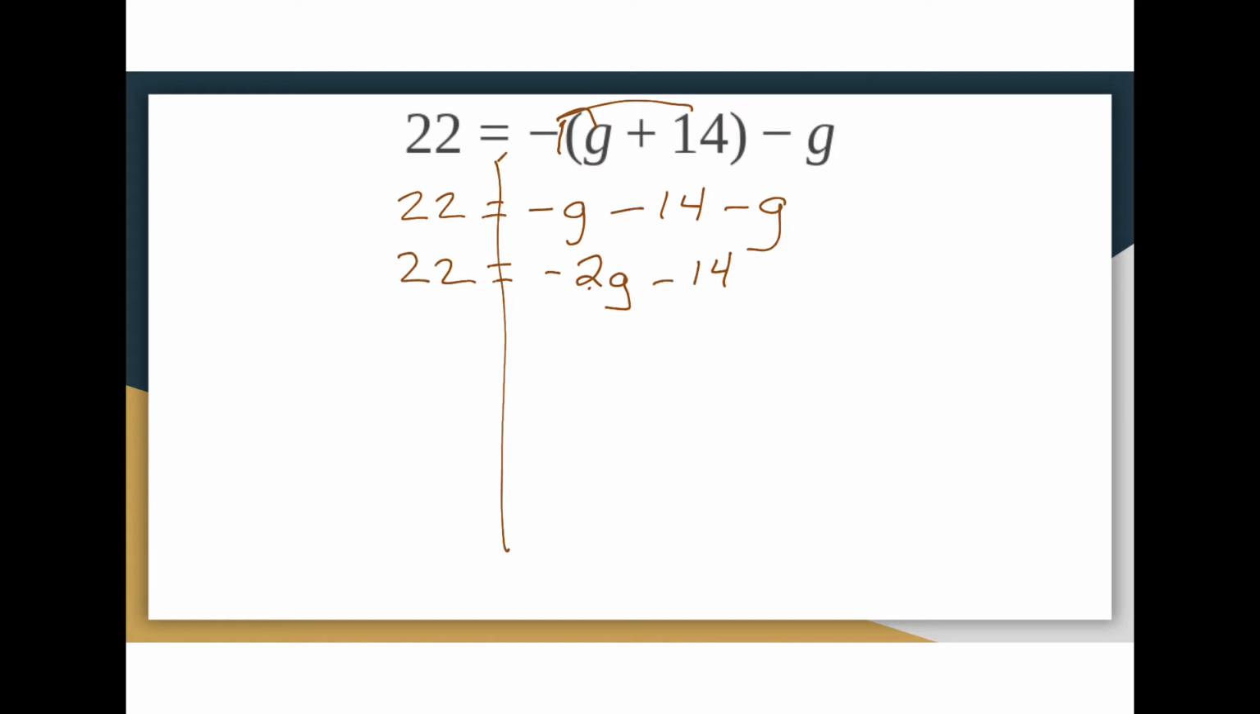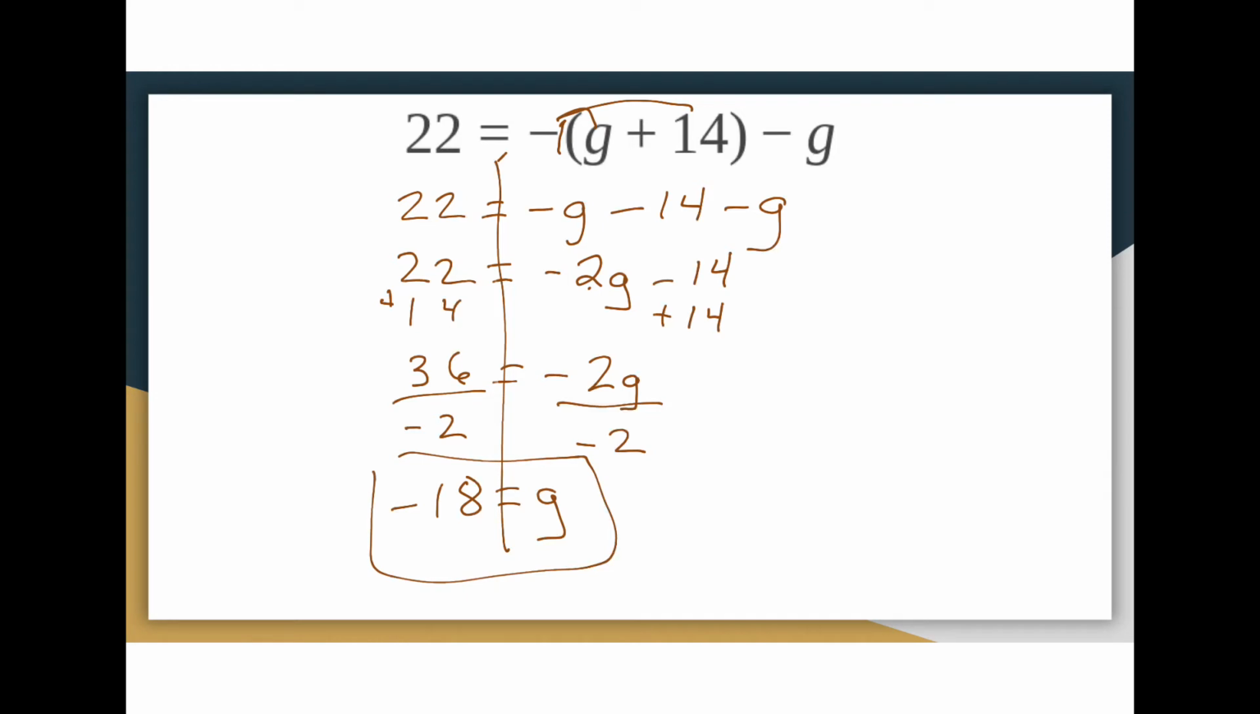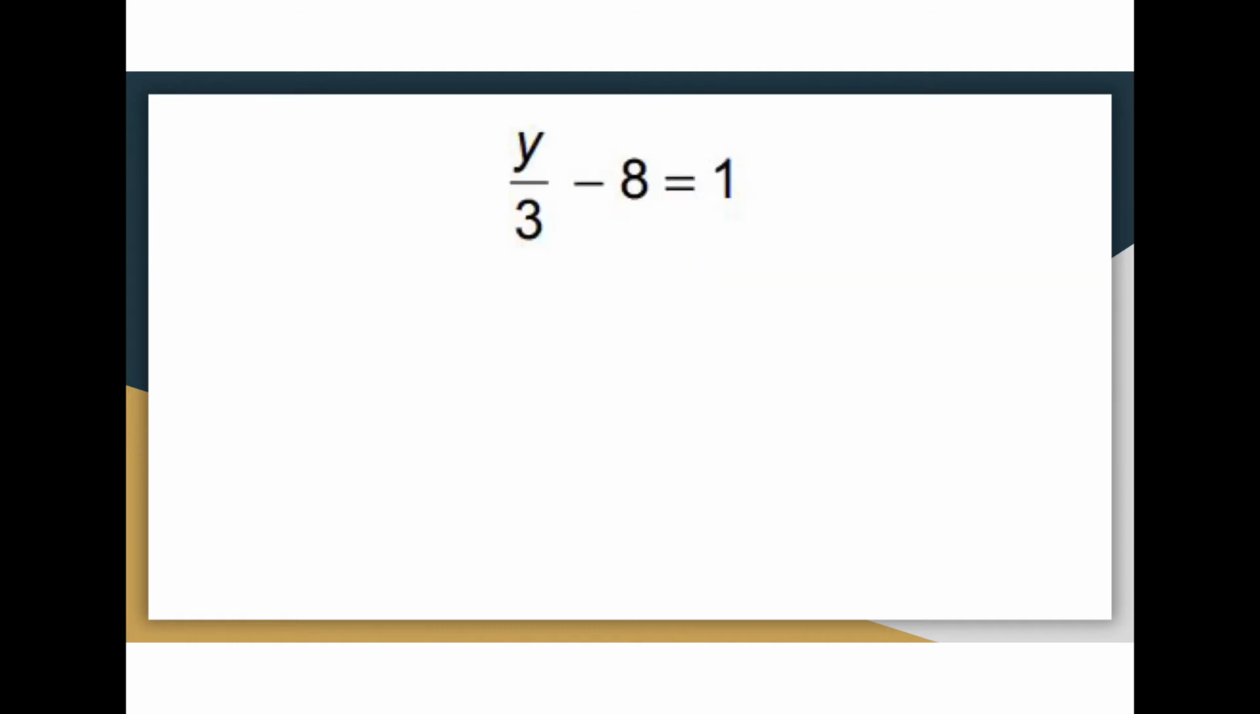algebra problem to solve. So first step, do the opposite of subtraction and add 14. And then we get 36 is equal to negative 2g. The negative 2 is attached by multiplication, so I want to divide by negative 2, divide by negative 2, and I get negative 18 is equal to g. And so for this one, just make sure you distribute correctly and then make sure you combine like terms on the right side there. All right, next one, y over 3 minus 8 equals 1.